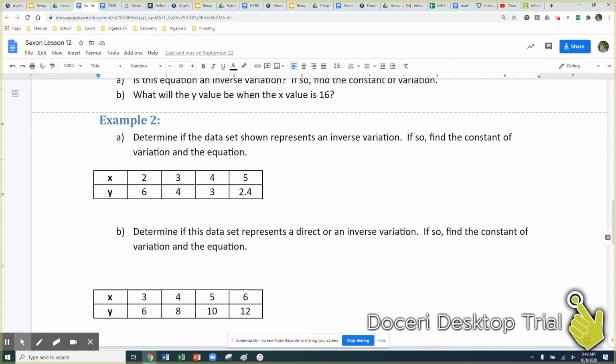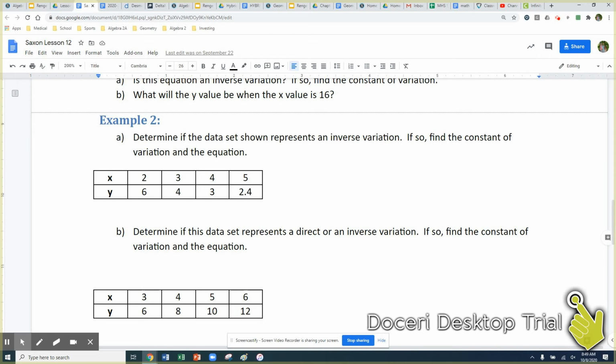All right, so example 2, we're going to check again if we have an inverse or direct, and then if so, we're going to find that constant of variation. So we do still have to keep in mind that some of these are direct variations. We got to think about how does that variable act. So x, we're looking at how does the y act compared to the x. So here you're looking at 2, 3, 4, 5. So x is increasing, and then you look at the y. What's y doing? It's decreasing.